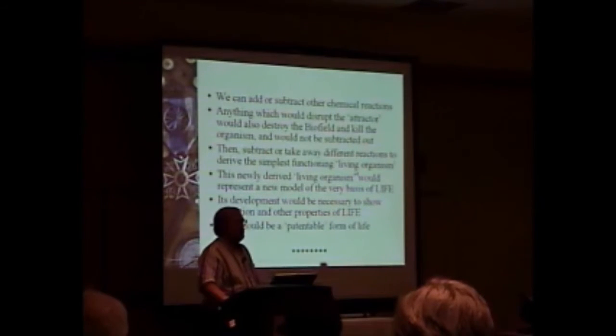It's called devolution. We do devolution, the opposite of evolution, or we're doing it mathematically. This newly derived living organism would represent a new model of the very basis of life itself. Its development would be necessary to show evolution and other properties of life. So we can evolve this attractor by adding more chemical reactions to it, or go the other way.